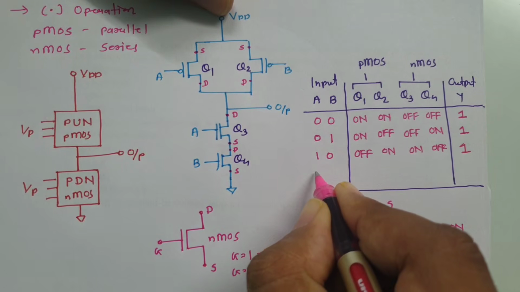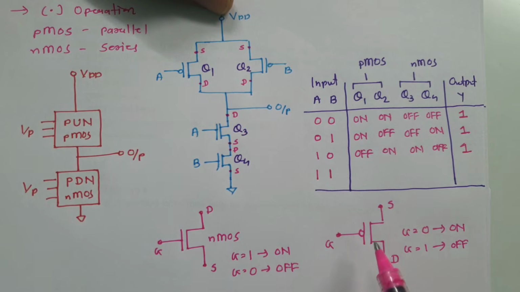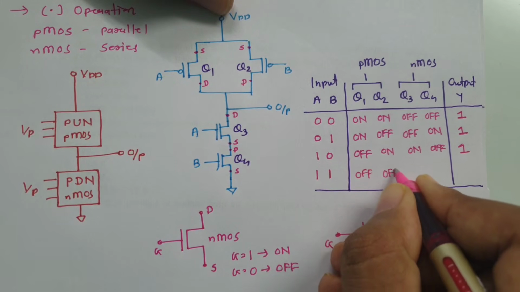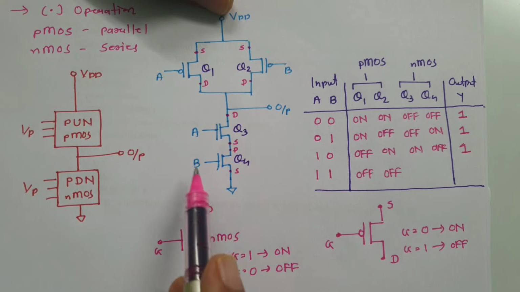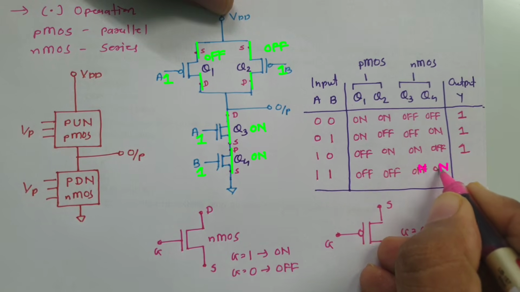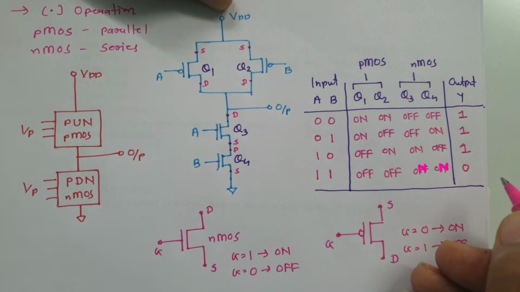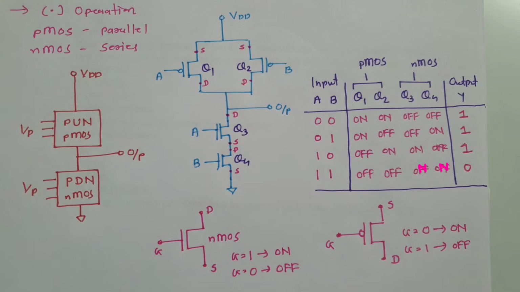Now if input A and B both are 1 1, then A and B both are inputs to the PMOS, Q1 and Q2. So those will be off, and Q3 and Q4 both are NMOS and input is logic 1, means both are on, and as both are on, output will be ground, means logic 0. So this is how the complete circuit functions as a CMOS NAND gate.